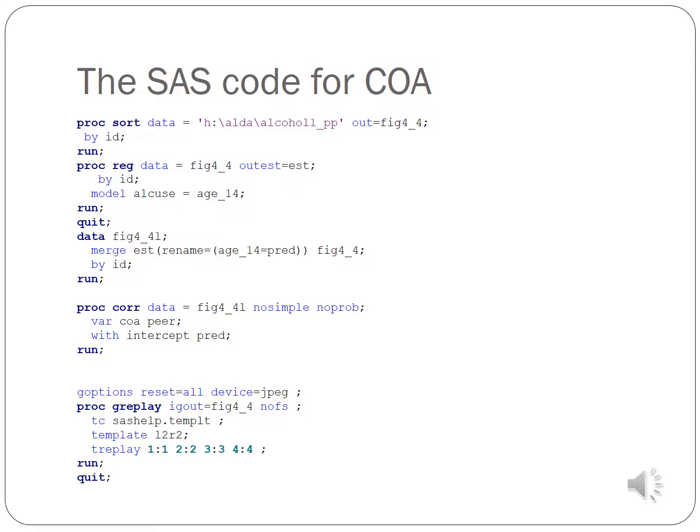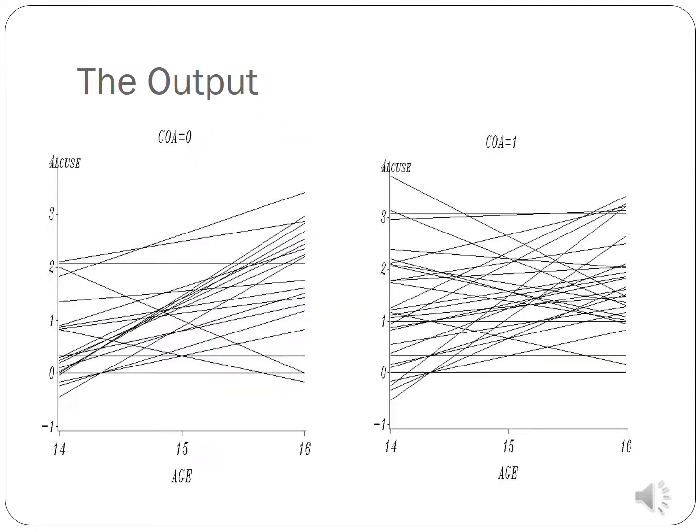Here is the code for this, and if you know SAS, you see that there's some sorting by ID, so you have measurements sorted within ID, then there's a regression model, then you're merging some of this output, there's a correlation that you're looking at, and then there is some plotting in there. But again, as I said earlier, you want to find good code that you can adapt with minimal effort.